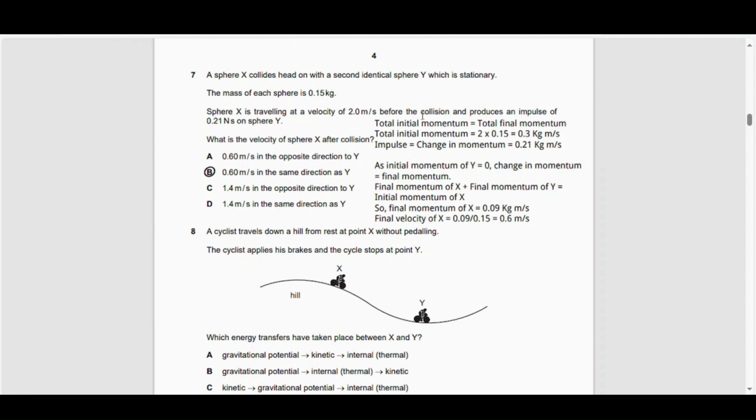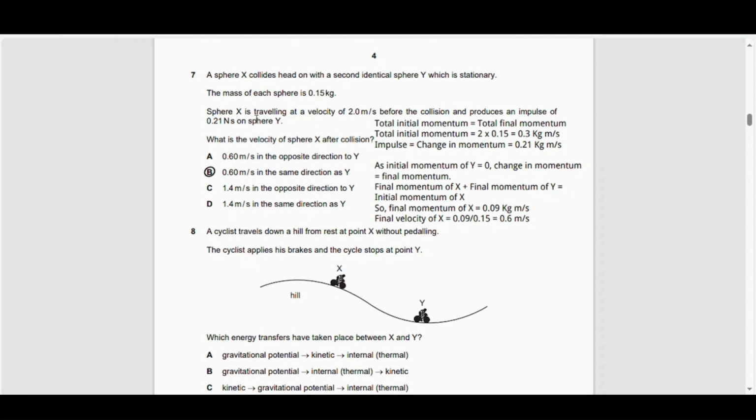Now, according to the principle of conservation of momentum, we know that the total initial momentum, which is also equal to the initial momentum of X, has to be equal to the total final momentum. And we know that the total final momentum is going to be the sum of the final momentum of X plus the final momentum of Y. Now, although we know the masses of X and Y, we don't know the velocity of either. The only thing we are given as a clue, though, is that when X collides with Y, it produces an impulse of 0.21 Newton seconds on Y.